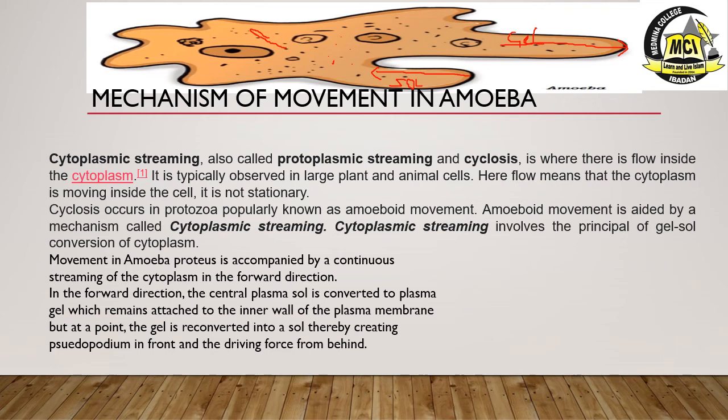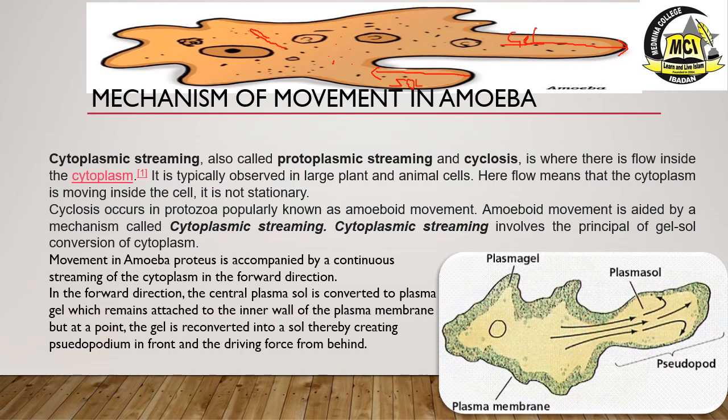But at the point the gel is converted, I told you this gel will move backward. Then this sol will move what? Forward, just like our hand stretch during swimming, thereby creating pseudopodium in front and the driving force from behind. That is how amoeba also moves, just like any other unicellular organism like paramecium, euglena, and sperm cells, which make use of the cilia and the flagella. So this is what we want to study under the mechanism of movement in unicellular organisms.